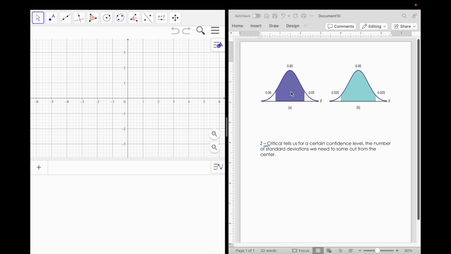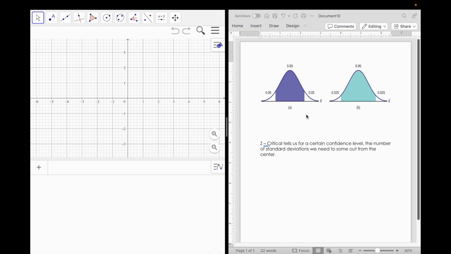Now, if we want to find our z critical, we need to know how far out we're coming out to this cutoff point and how far out we're coming out to this cutoff point. And that is solely relying on the confidence level. If you look over here, if it's a 95% confidence level, see, we come out further. So our z value or our z critical value will be bigger because we're coming out further from the center.